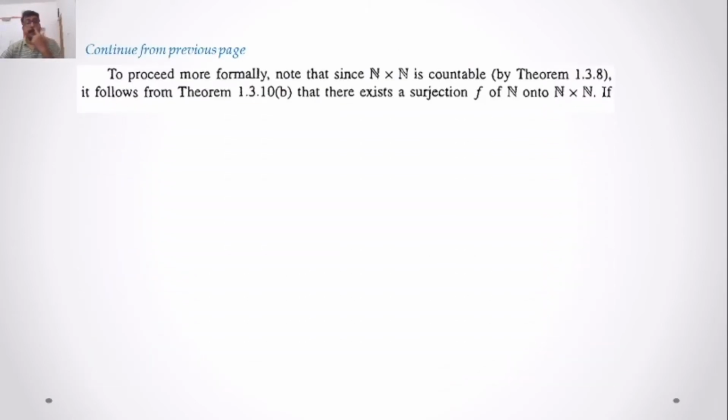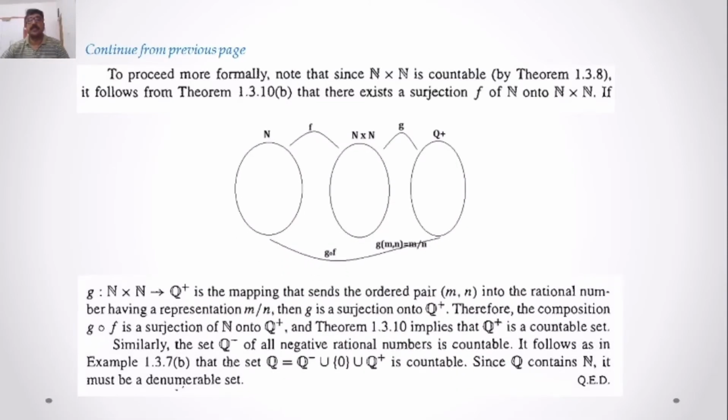Now, another way we can also establish that Q plus is denumerable. How? We have taken Q plus, the set of all positive rationals. We know N cross N is a denumerable set. N is a denumerable set. So there exists a bijection from N to N cross N.